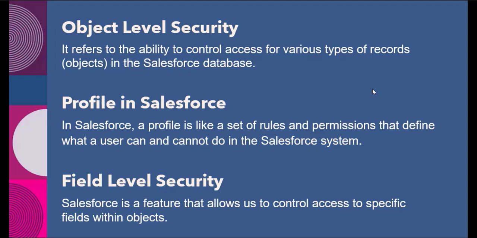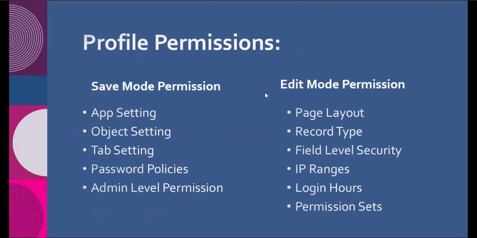Then let's understand what field level security is. In Salesforce, there is a feature that allows us to control access to specific fields within an object. That means first we will give object level security access, then we can give field level security so that the user can access those fields. So let's see which permissions we can give from the profile. I have divided these permissions into save mode permissions and edit mode permissions.